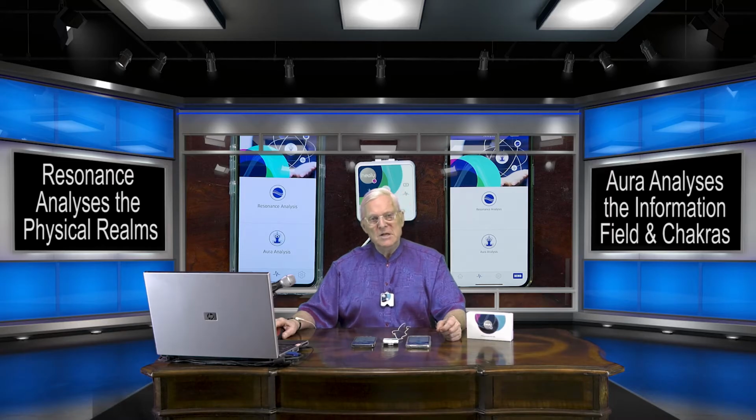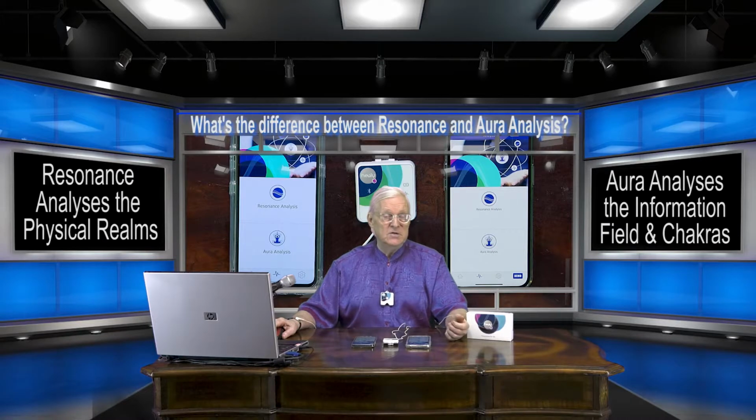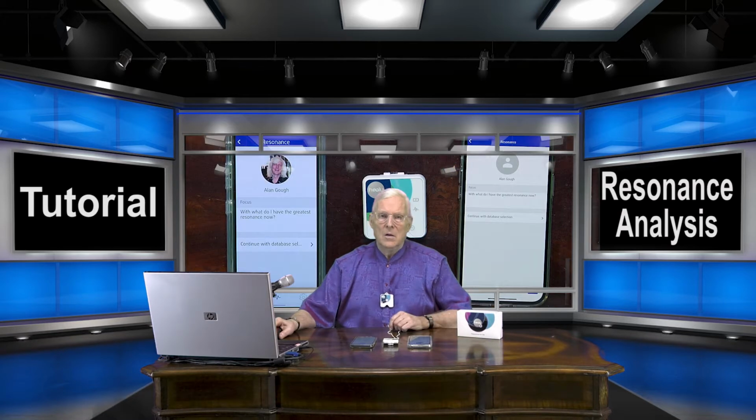The first question that many people ask when they've installed their resonance and aura analysis is what's the difference between the two? The resonance analysis is for analyzing the body and physical objects for wellness compatibility in the physical realms. The aura analysis is for analyzing the information field, your chakras, your auras, for wellness compatibility in the spiritual realms.